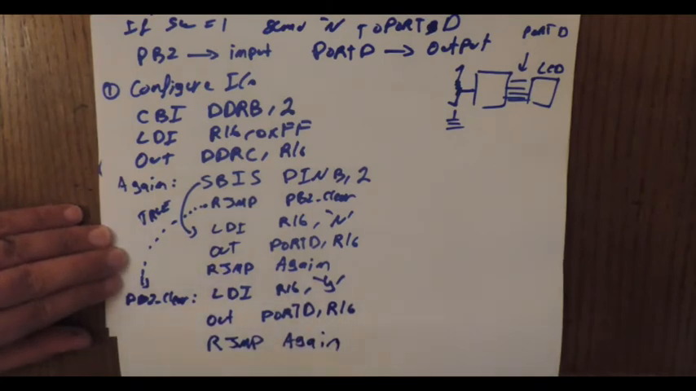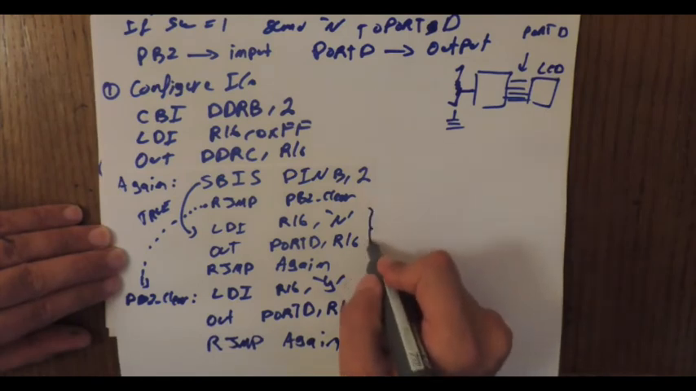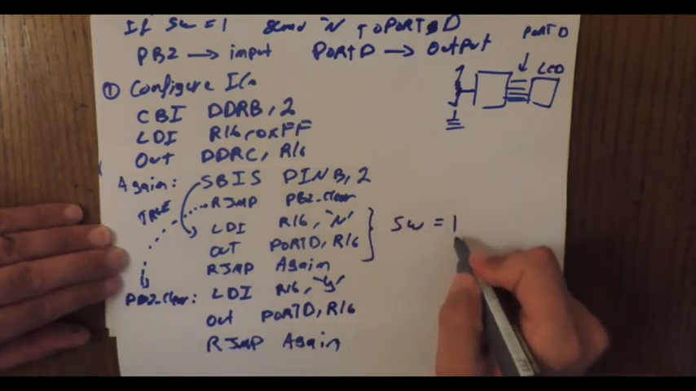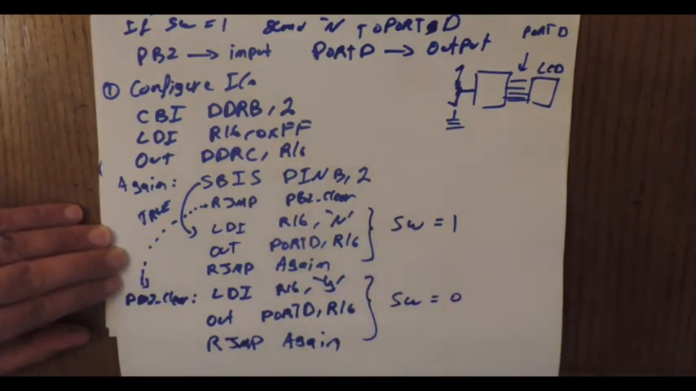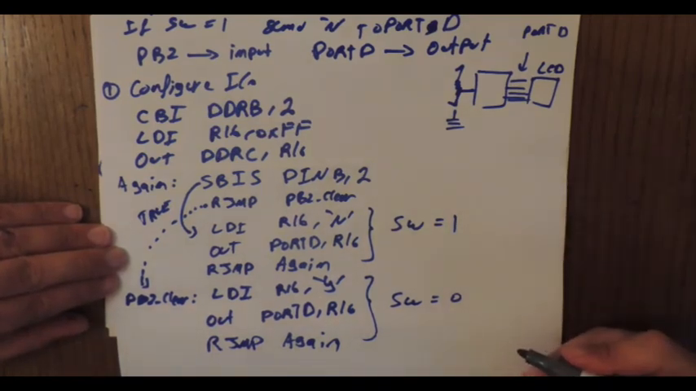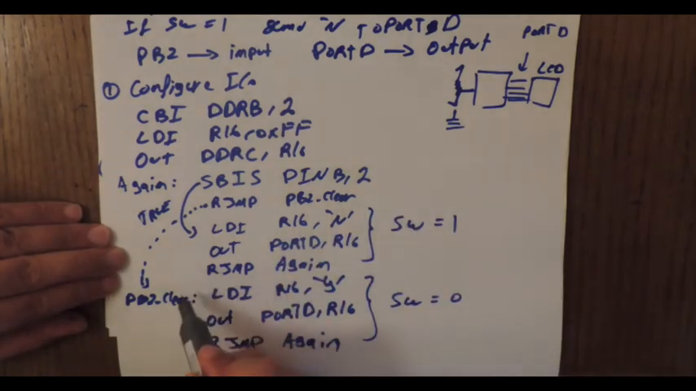Okay, so this is the case where SW equal 1, and this is the case for the switch equal to 0. So you see how we are having here an if and an else. Okay, and you remember always, whenever you finish the true, you cannot continue to PB2. You need to go again or actually exit the code.